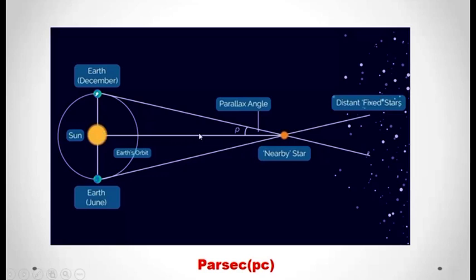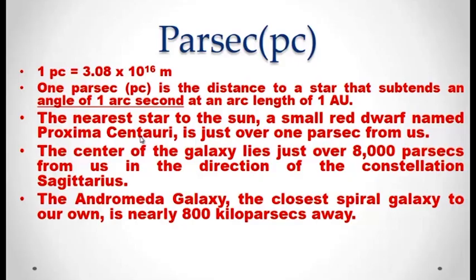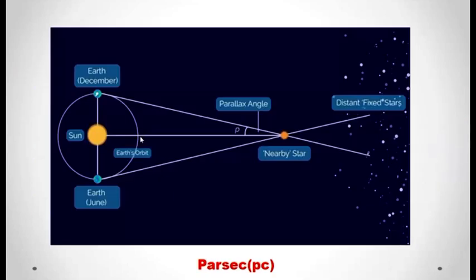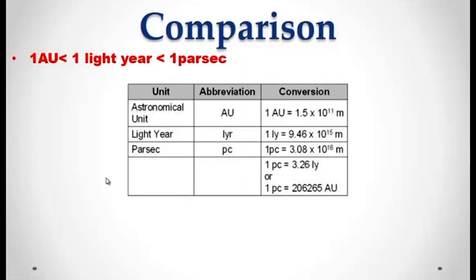When this angle is 1 arc second, then this distance is 1 astronomical unit, and the distance to the star is called 1 parsec. This is what the definition of parsec says: the distance to a star that subtends an angle of 1 arc second when the separation of position of the star is 1 astronomical unit. This is how 1 parsec can be understood.